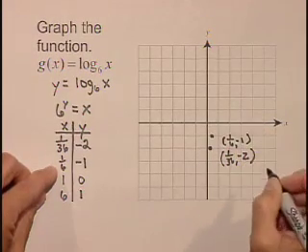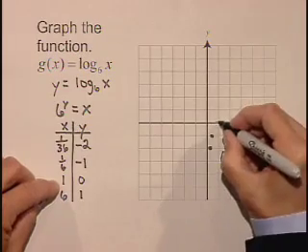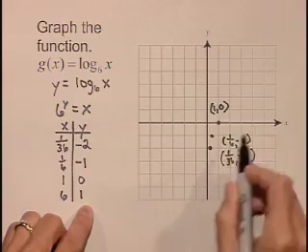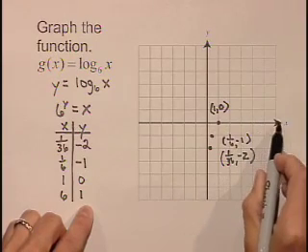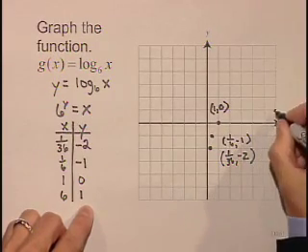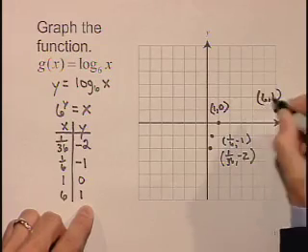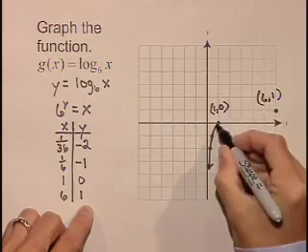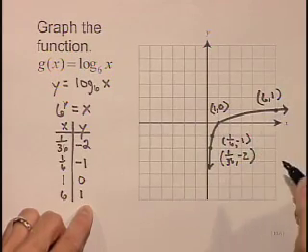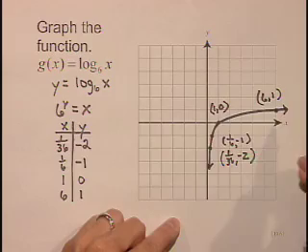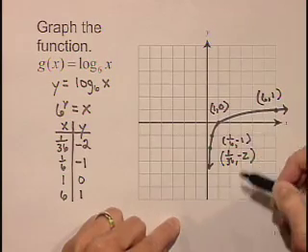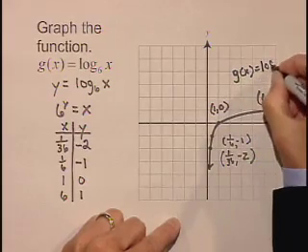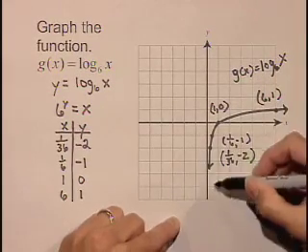(1/6, -1). We've got the point (1, 0). And lastly, (6, 1). Over 6 on the x, up 1 on the y-axis. Let's connect these points with a smooth curve. Here we have our basic logarithmic function. This is the function g of x is equal to log base 6 of x, and it looks like this.